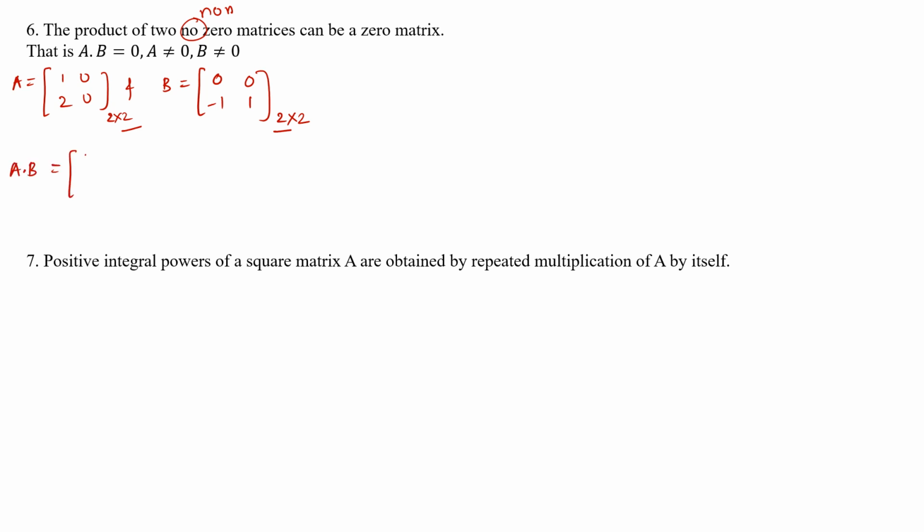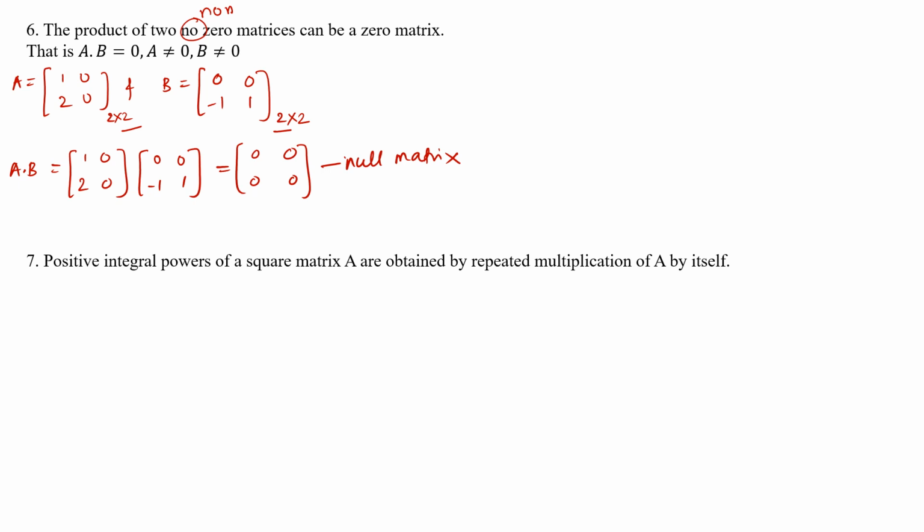A into B, A is 1 0 2 0, B is 0 0 minus 1 1, so this will be 1 into 0 0 plus 0 into minus 1 0. Again 1 into 0 0, 0 into 1 0, 2 into 0 0, minus 2 0, 2 into 0 0 and 0. So we observe this is a null matrix. AB is a null matrix.